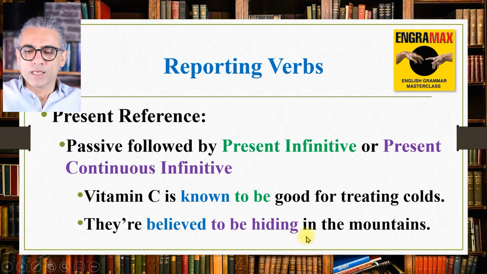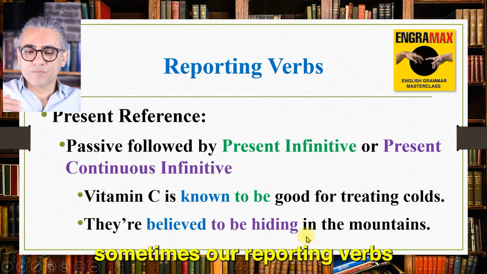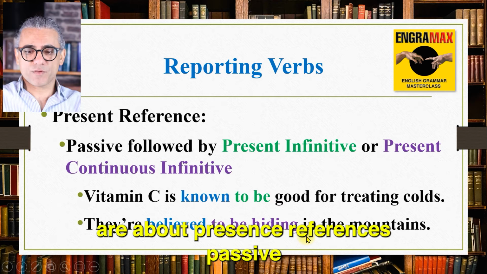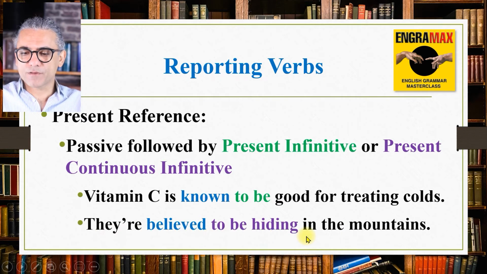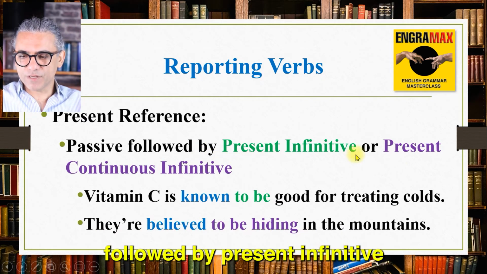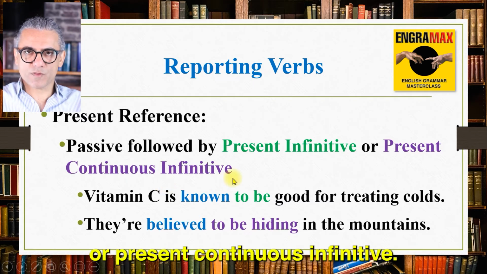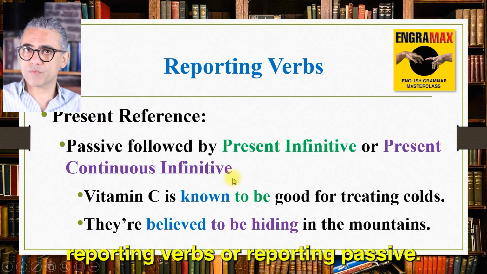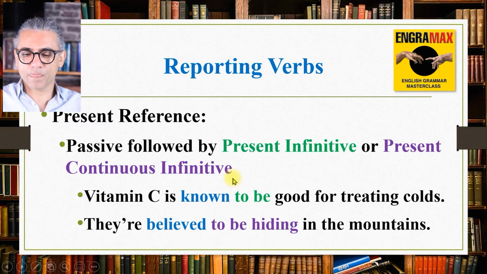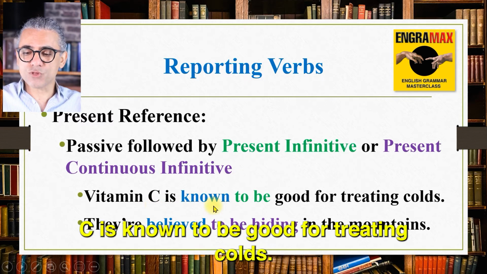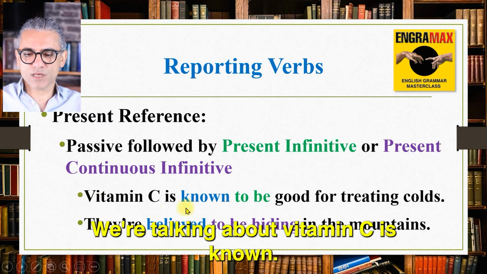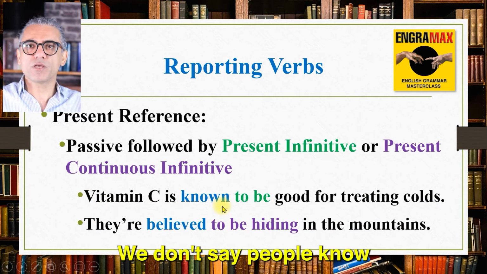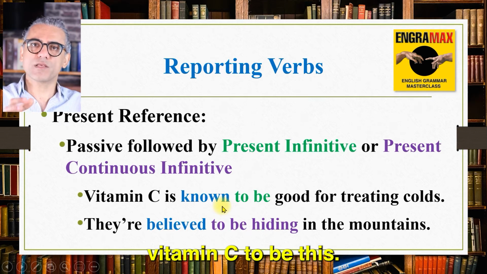Look, sometimes our reporting verbs are about present references. Passive followed by present infinitive or present continuous infinitive. Again, we are talking about the same thing, the previous slide, reporting verbs or reporting passive. We say vitamin C is known to be good for treating colds. We're talking about vitamin C is known. We don't say people know vitamin C to be this and this.